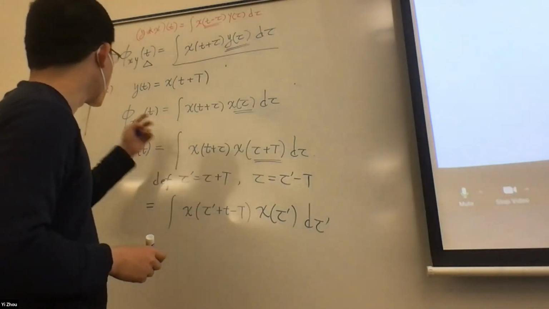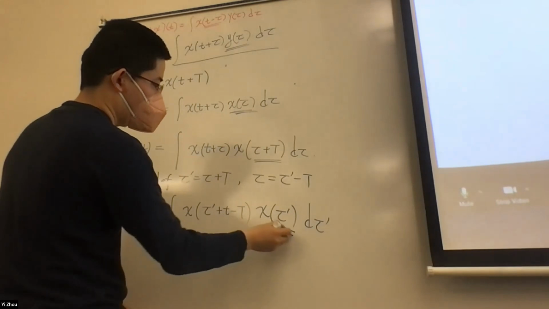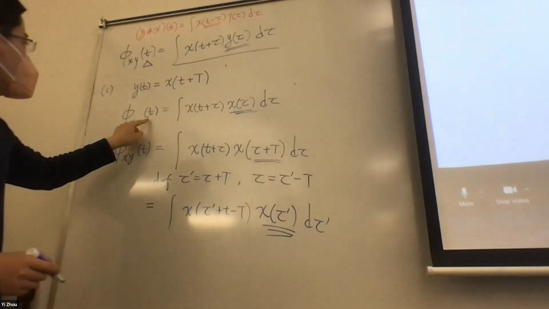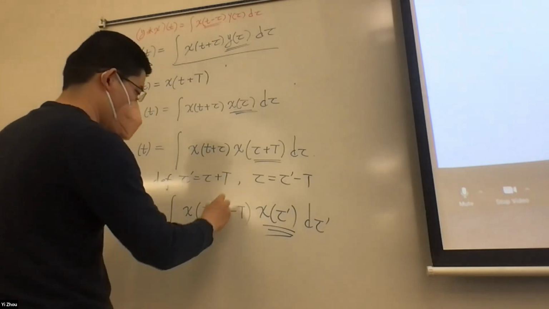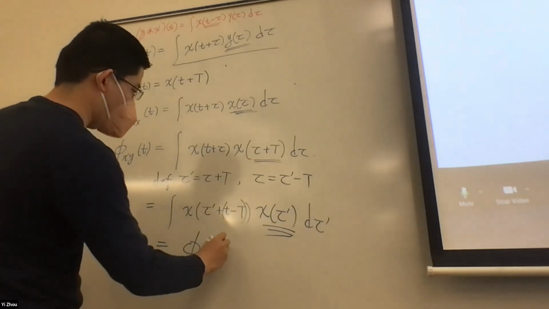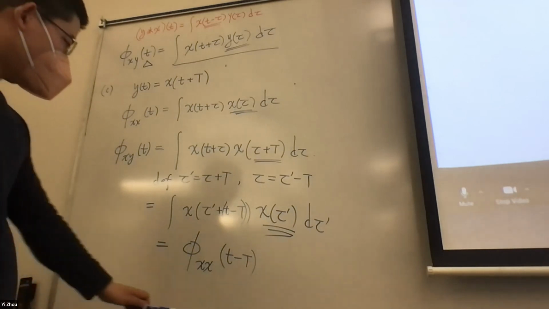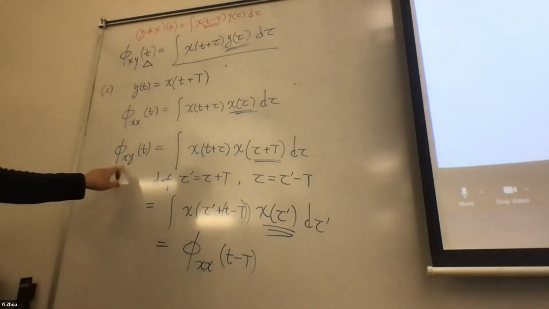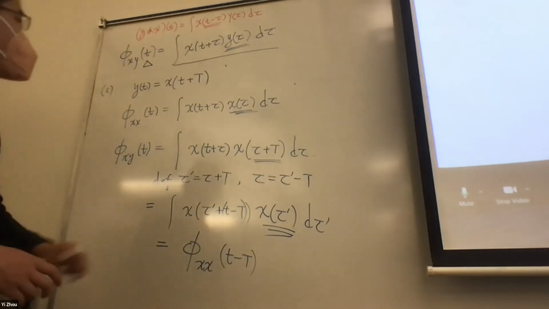Then compare this with the integration for phi xx. We can see that now this part is the same. The only difference is that here we have tau plus t, where t is the time variable for the phi xx function, but here we have tau prime plus t minus capital T. This means that this is phi xx at t minus capital T. So it's a change of variable for the integration. Similarly for phi yx, you can follow the same steps, and I think you will have phi xx(t plus capital T).